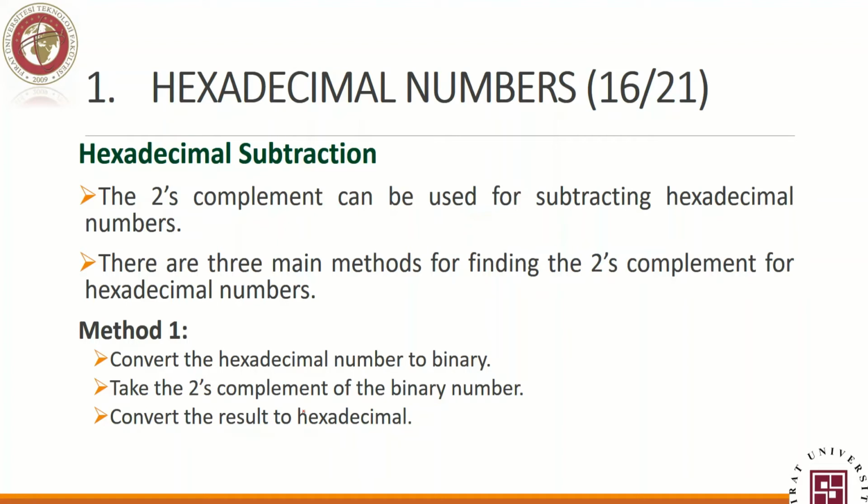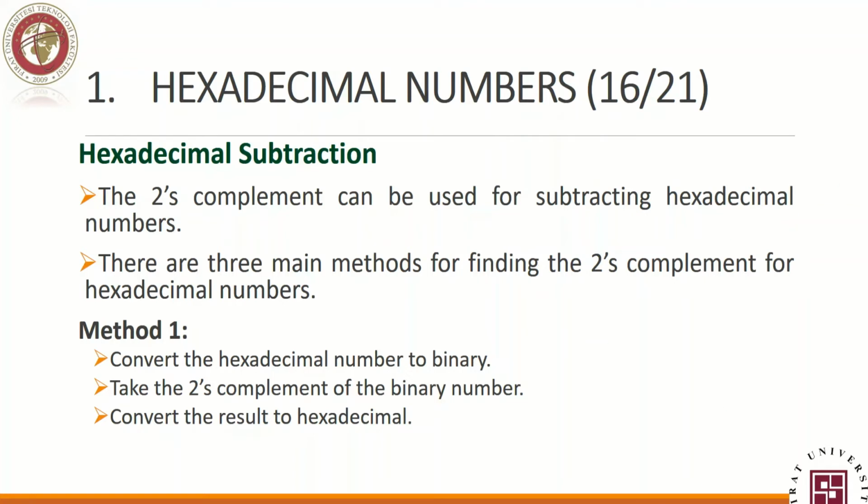Sorry, the subtrahend. We have the minuend and the subtrahend. We took the 2's complement of the subtrahend, and that got us the negative value of the binary number. So we added a number with a negative value of another number. That is exactly subtraction. We can do this with hexadecimal. How to get the 2's complement?